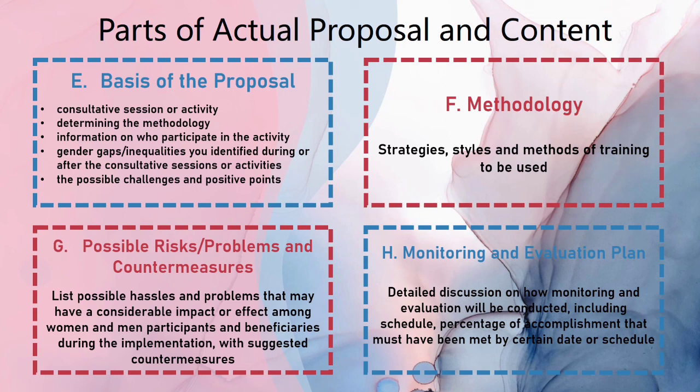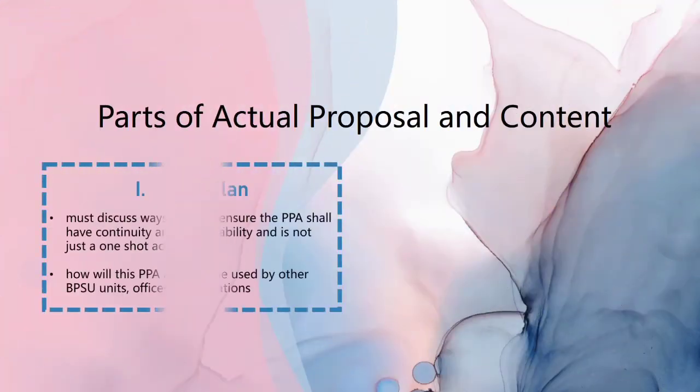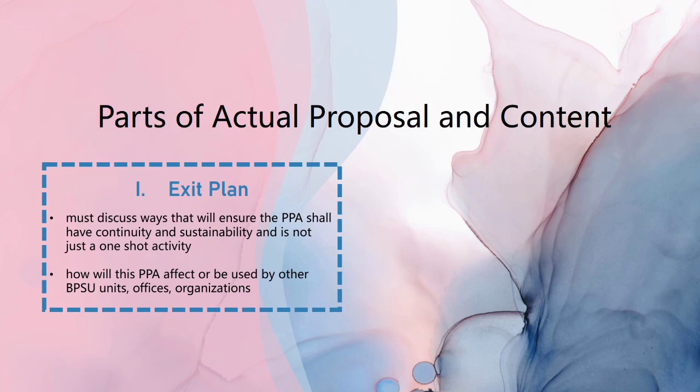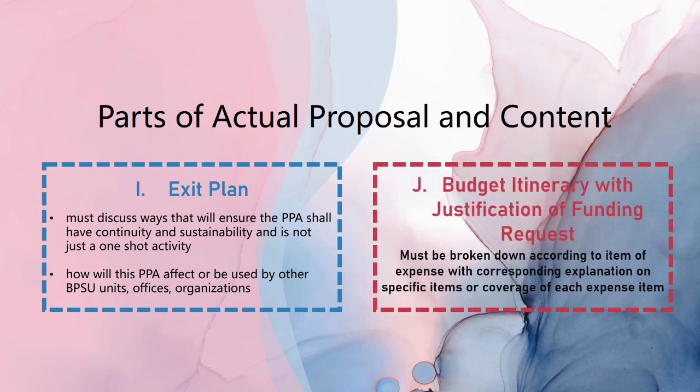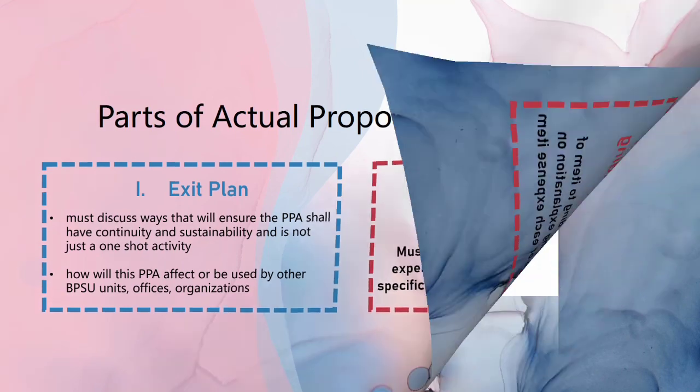Last, the exit plan must discuss ways that will ensure the PPA shall have continuity and sustainability, that is, not just a one-shot activity, and how this PPA will affect or be used by other BPSU units, offices, organizations, or even by non-BPSU entities, for example. And lastly, budget itinerary with justification of funding request. It must be broken down according to item of expense with corresponding explanation on specific items or coverage of each expense item.